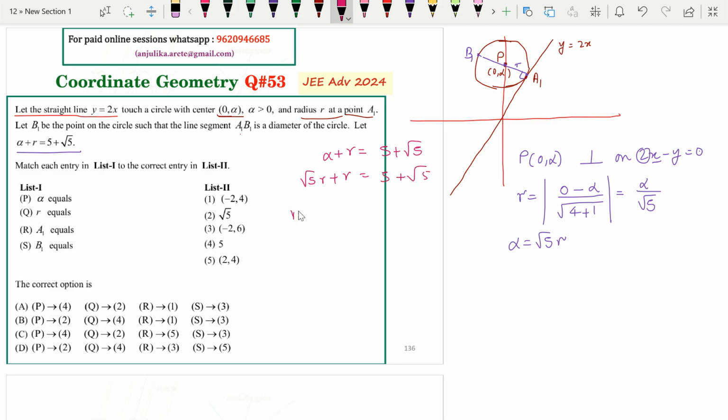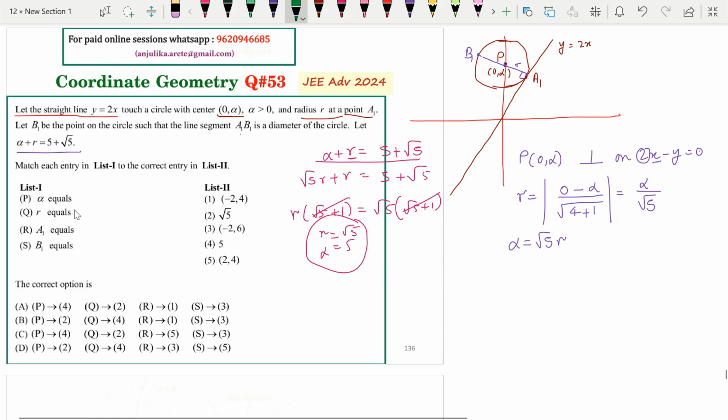So then you got the value for r. You can just take r outside, root 5 plus 1. Here also you can take root 5 outside, root 5 plus 1. You can divide by root 5 plus 1. So you got your r to be root 5. And then if r is root 5, what is your alpha? Alpha is 5. So we solved both of them, okay? R value and alpha value. So r is root 5 and alpha is 5.